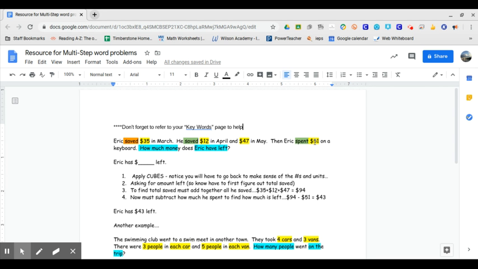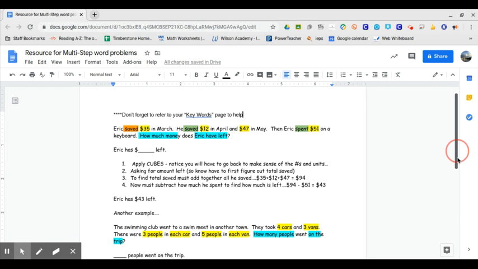Here's our second step, guys. This is my first step, adding them together to find out how much he saved. My second step is to subtract how much he spent. I know that because when I say have left, this is a subtraction. That's my keyword. So $94 minus $51 gives me $43. Then I took my sentence up there and added in my actual answer. Eric has $43 left.